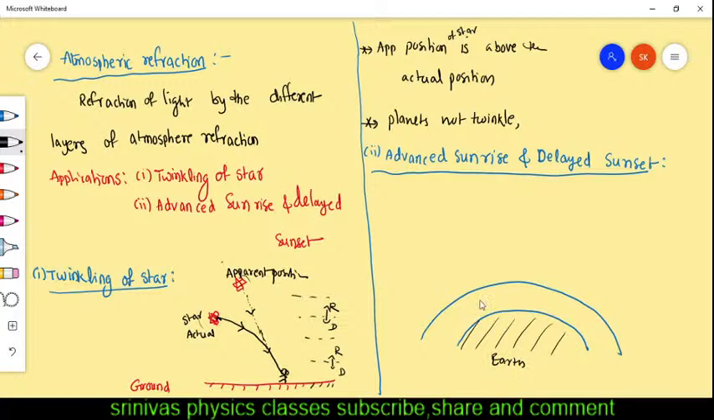And what is this? This is the atmosphere. And now one fellow is standing here. He is observing the sun. If the sun comes above the horizontal, you see here.